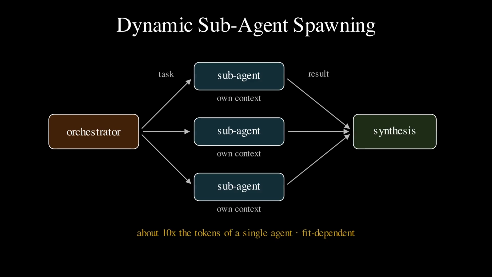The cost is real, roughly an order of magnitude more tokens than a single agent. So the topology pays off for breadth-first work, whose parts are genuinely independent, not for tightly coupled tasks. And when parallel agents must write, not just read, each needs its own working directory, so their changes cannot collide.